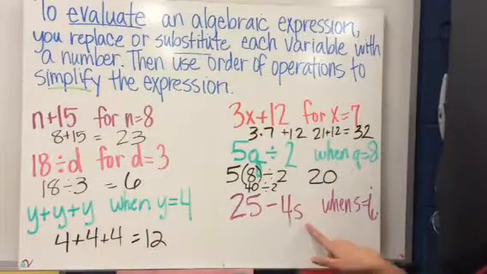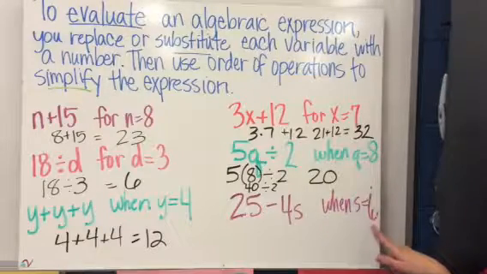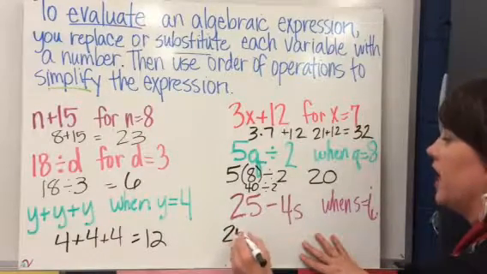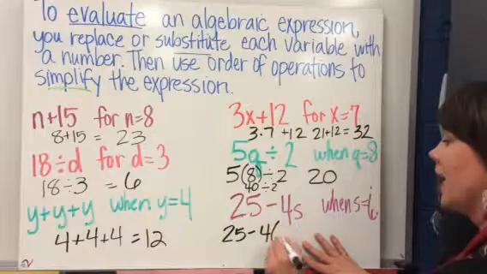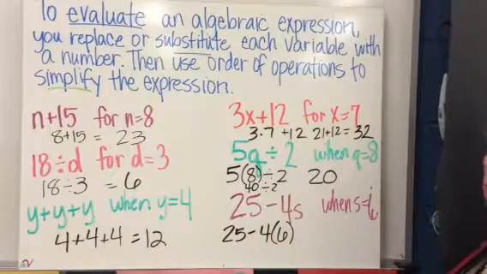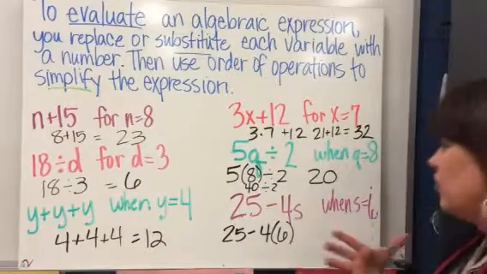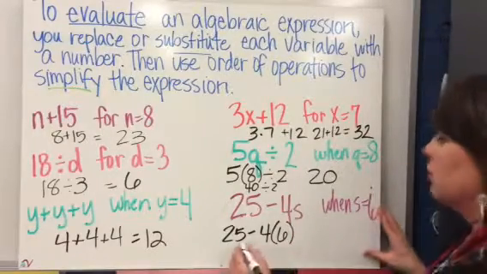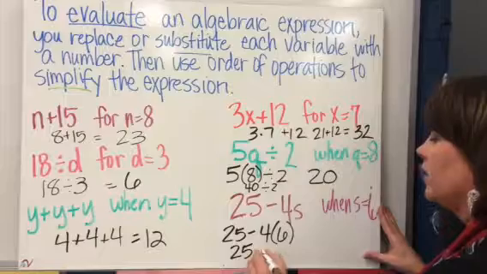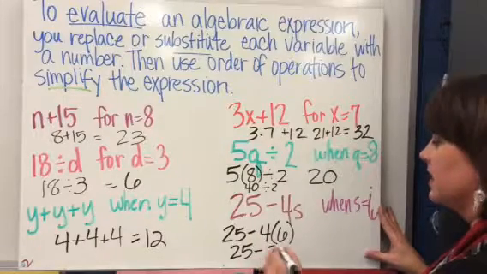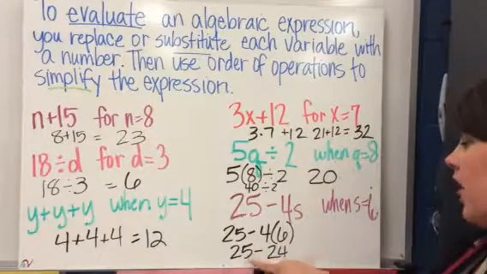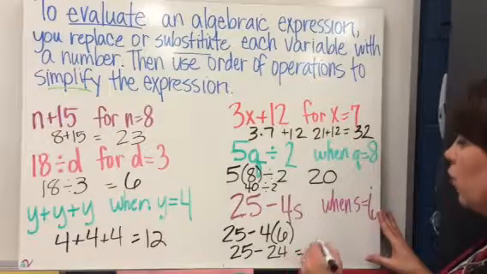25 minus 4s when s equals 6. So I do 25 minus 4 times 6. Now I'm going to do the multiplication before I subtract, because the order of operations tells me that multiplication comes before subtraction. So I have 25 minus, and 4 times 6 is 24. 25 minus 24 is 1.